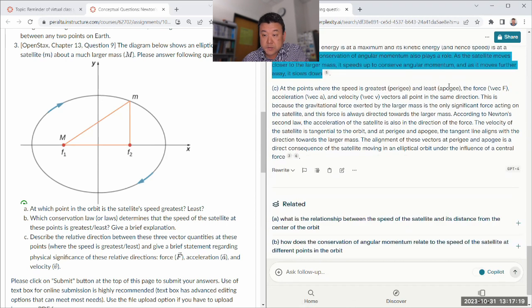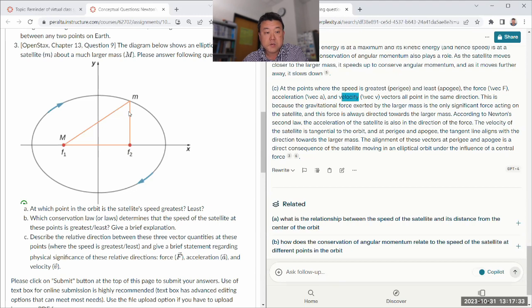At the point where the speed is greatest, is the force greatest and the least? No, that's not right. The force and the velocity do not point in the same direction. The force and the acceleration point in the same direction. Gravitational force is a central force; it points towards where the mass is. But the velocity is perpendicular. It's not in the same direction. This is because it's the only significant force acting on the satellite. And actually, force and acceleration should always be in the same direction because of Newton's second law. The velocity is tangential to the orbit.